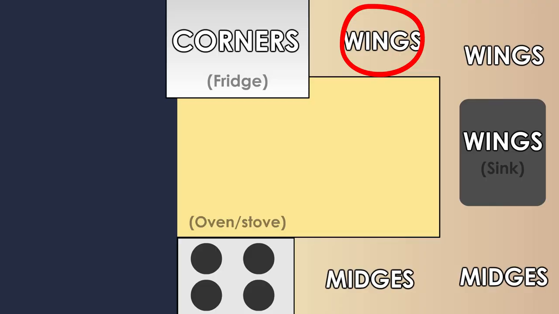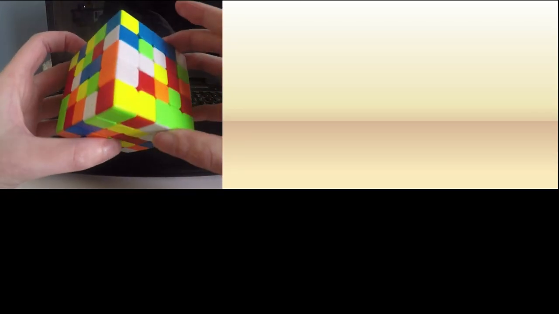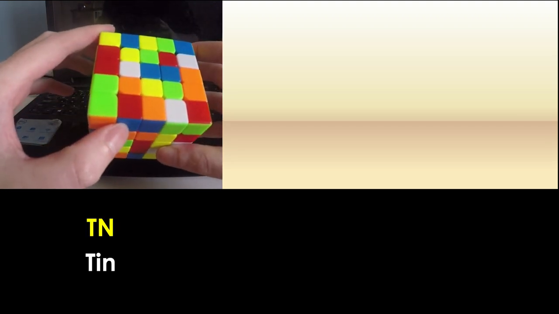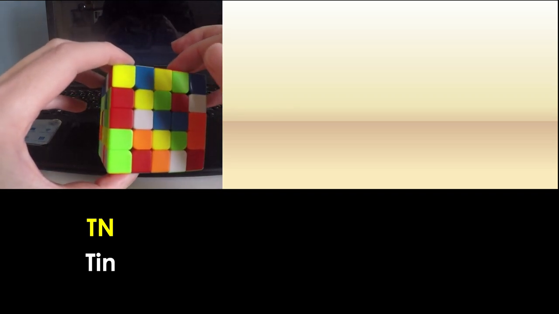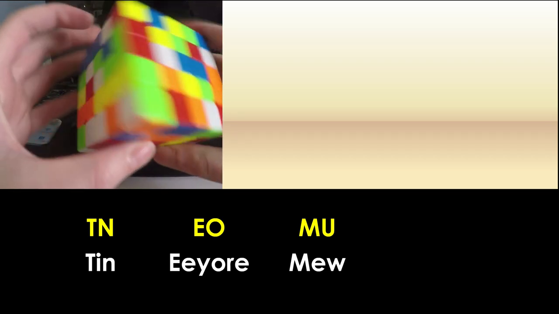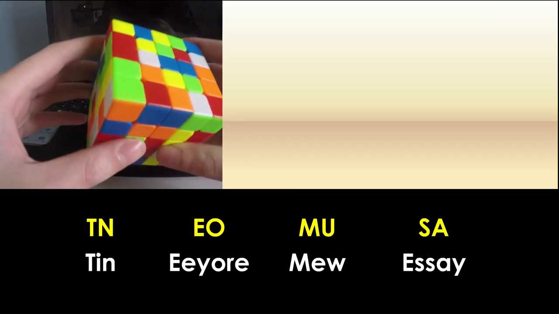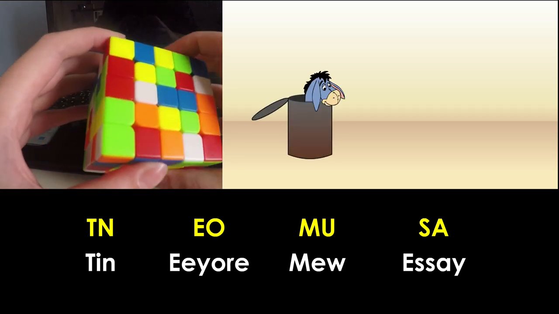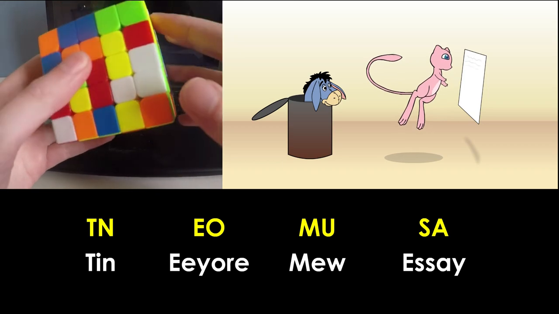Right, now we're starting with wings, and the first pair is TN, which I use tin. And then E, need a cycle break, so O, which is a generally good piece for algs, so I just default to there when I cycle break. So EO is Eeyore from Winnie the Pooh, and then MU is Mew from Pokemon, and then SA is just SA. So for this whole image, I'll see a tin, and then Eeyore pops his head out, and then sees Mew, who's writing an SA.